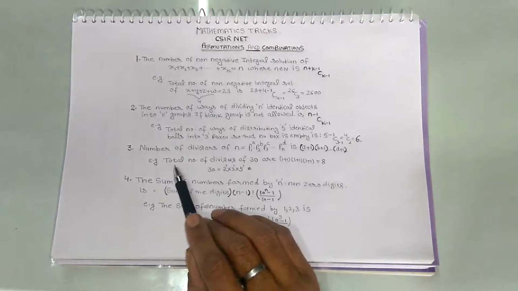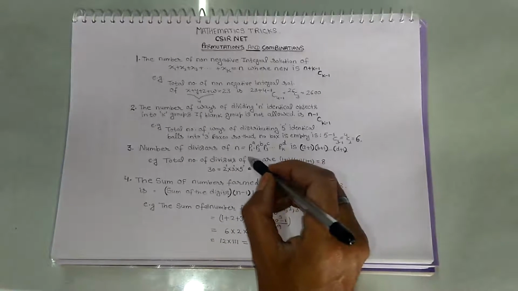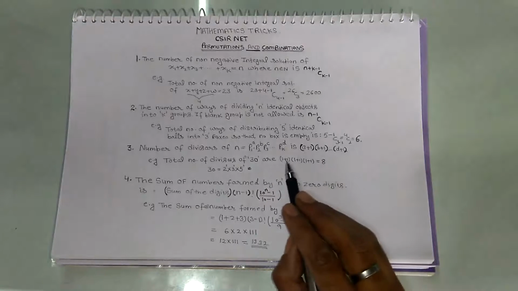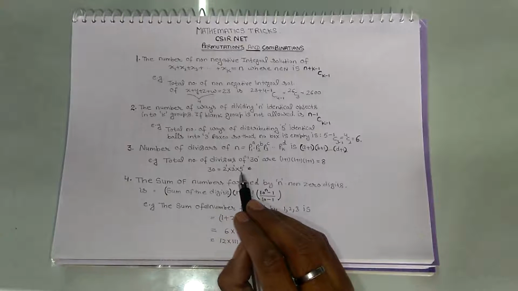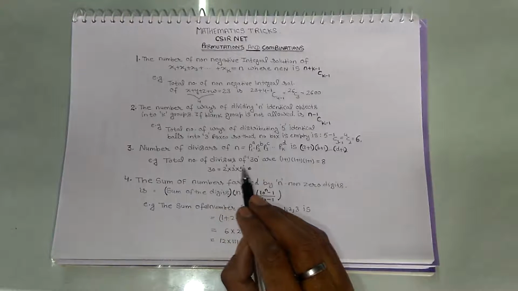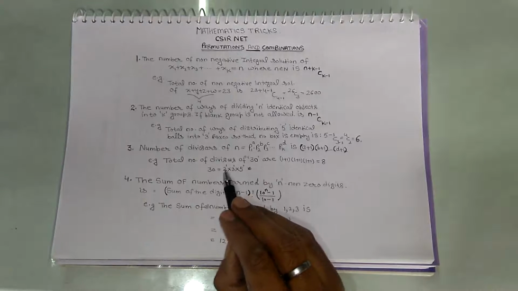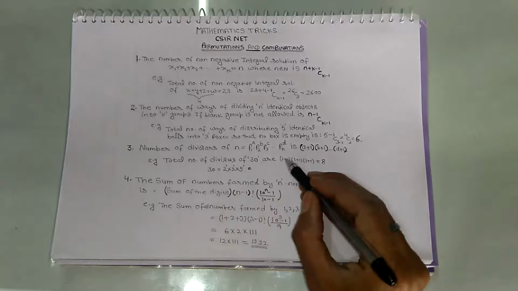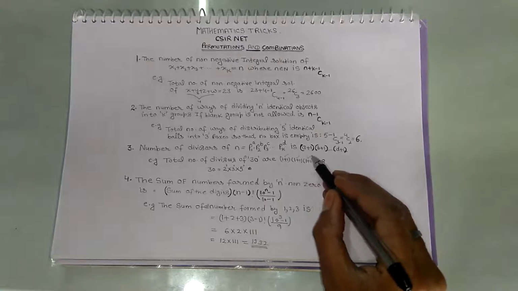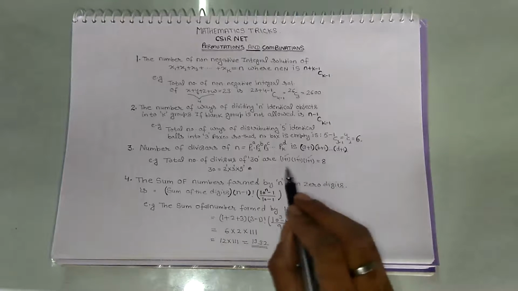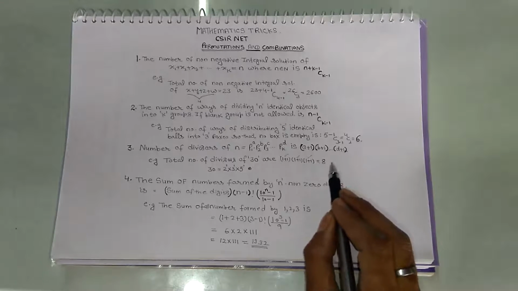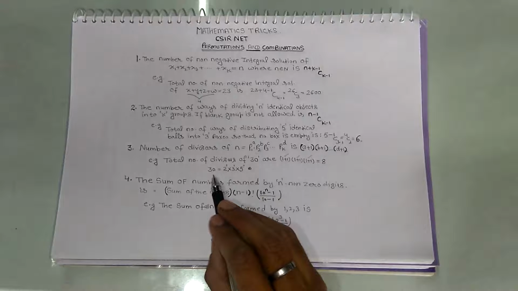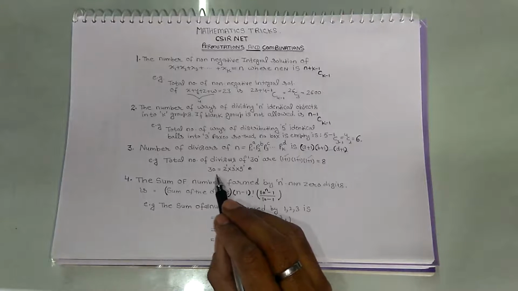For example, the total number of divisors of 30 are, we make a prime factorization of 30 as 2 into 3 into 5, and their powers are 1, 1, 1. Increase their powers by 1, that is 1 plus 1, 1 plus 1, 1 plus 1, and get multiplied. It means it is equal to 8. So we have 8 divisors of number 30. That is the total number of divisors of a particular number n.